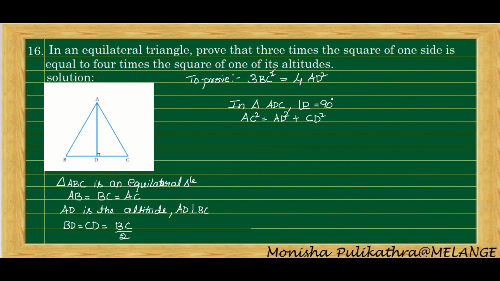Since I will prove it with BC square, instead of AC, I can take BC, because all the 3 sides are equal to each other. AC is also equal to BC. So BC square is equal to AD square plus CD square, and CD is equal to BC by 2, right? So CD is BC by 2 whole square. So BC square is equal to AD square plus BC square by 4.